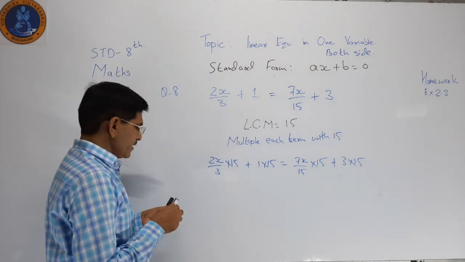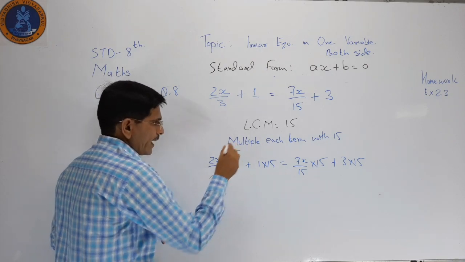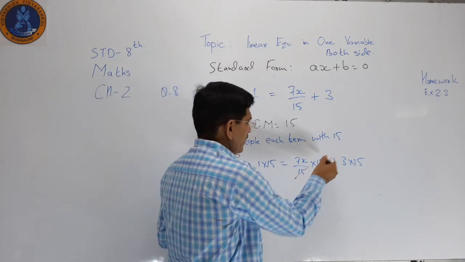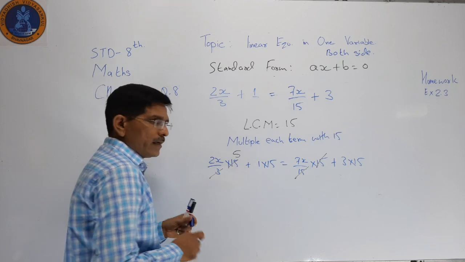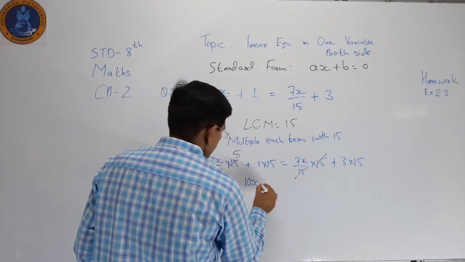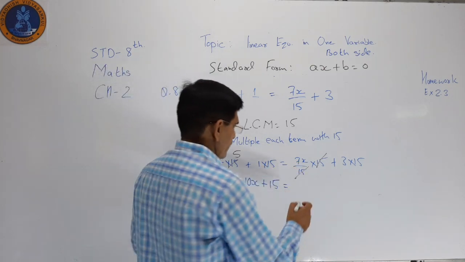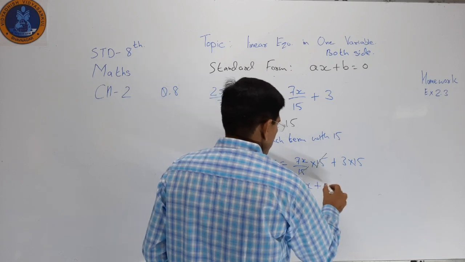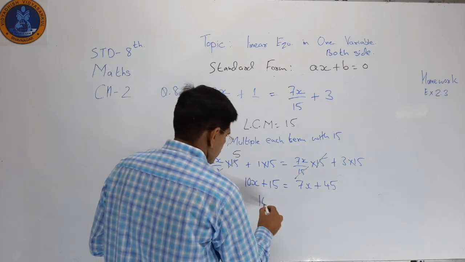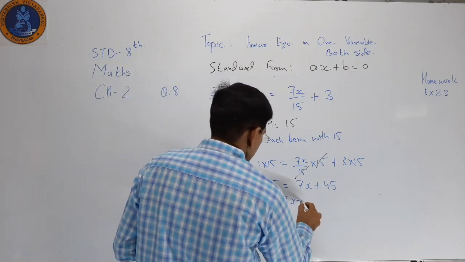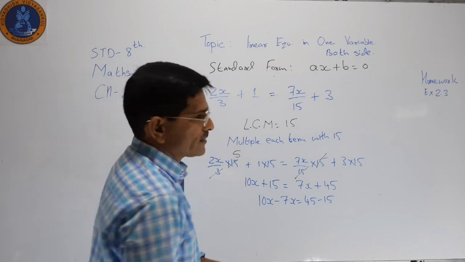So you will see cancellation is there. In the table of 3, 5 threes are 15, so here I have to write 5. Again here 15 and 15 cancel. So now 5 twos are 10x, so I write 10x. 15 ones are 15. 7x as it is. Plus 15 threes are 45. Now 10x minus 7x is equal to 45 minus 15. So 10x minus 7x, that is 3x.